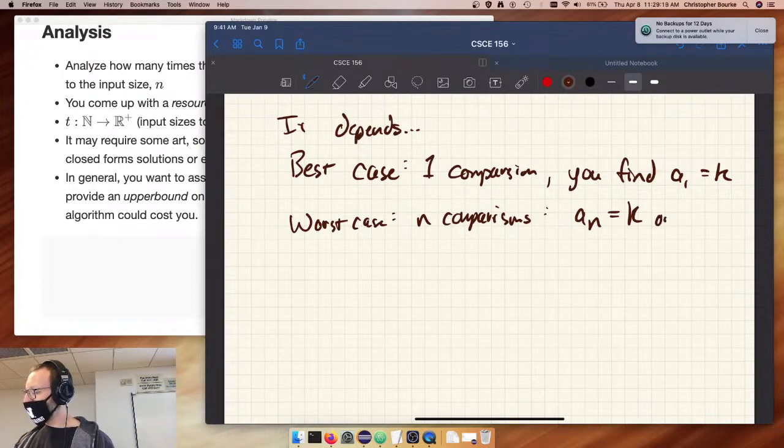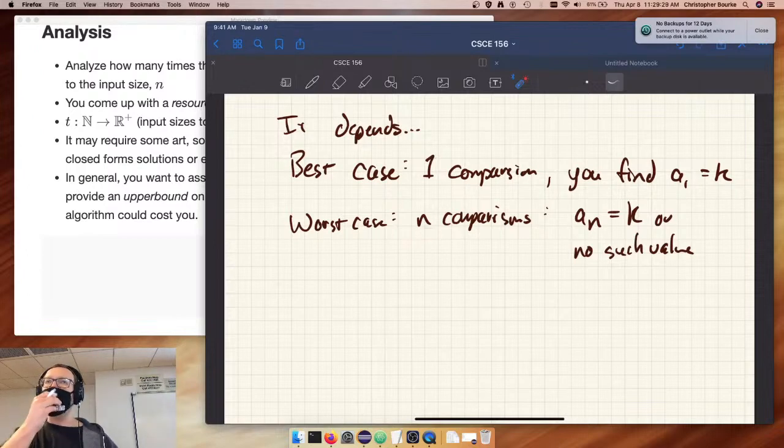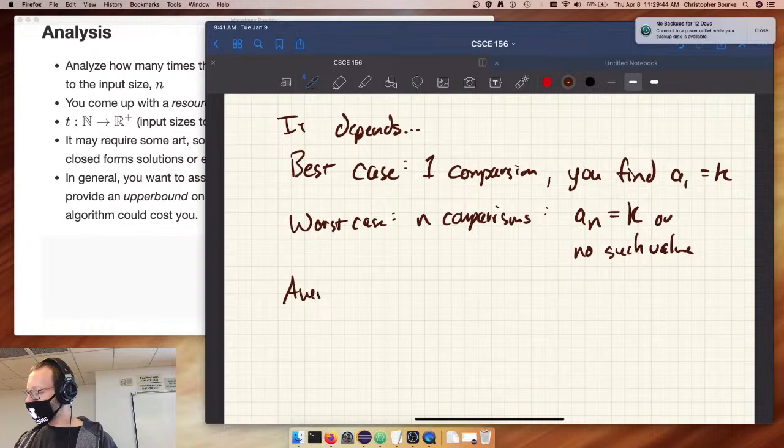Or what? No such value. Okay. In either one of those cases, you would end up making n comparisons. Why? Because if there are n elements in the list, then you have to look at the first one, the second one, the third one, all the way to the last one. Okay? Now, you could look at something in between these two, right? What about the average case? N over, say, what? Over 2? I like that. How did you come up with that, though?